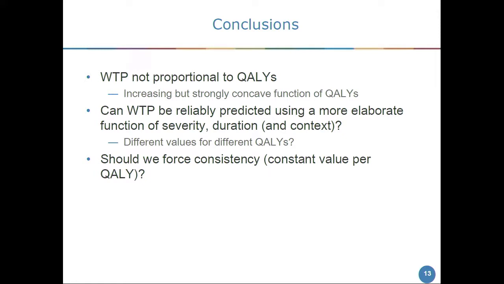Is it possible to predict willingness to pay using some more complicated factor of qualities or severity and duration, as I've shown you? And clearly you can predict it better than you can by a constant willingness to pay per quality. But do we believe these values? That was something I raised in my earlier talk, that sometimes estimates we get from people don't really seem like valid estimates of their own perceived self-interest. And maybe we ought to override these direct estimates and say, people can't really mean that. They really should value qualities roughly equally or something of that order. Thank you.